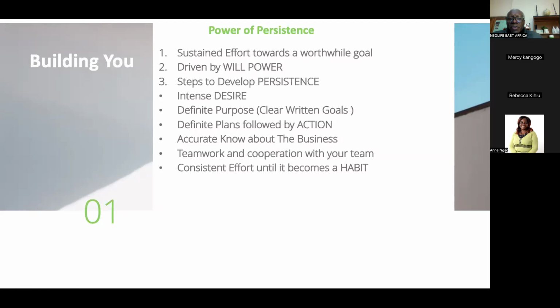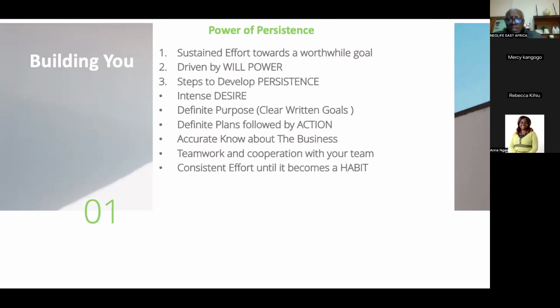Have very accurate knowledge about the business. Know what the compensation plan is. Know some of the policies and procedures. Have a good grasp of the product. The more knowledge you have, the more you're going to take definite action in the business.